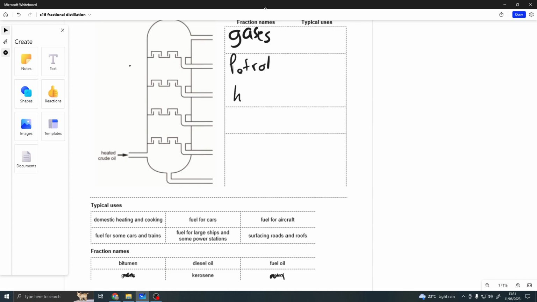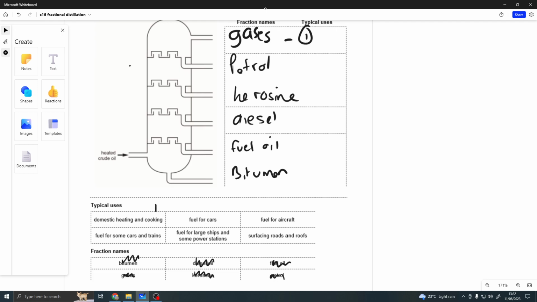We then have kerosene. We have diesel. And then we have fuel oil. And then finally at the bottom we have bitumen. Now what on earth are these things used for? Well, I'll just label it one. This one is domestic heating and cooking. Now petrol, number 2, is obviously fuel for cars.